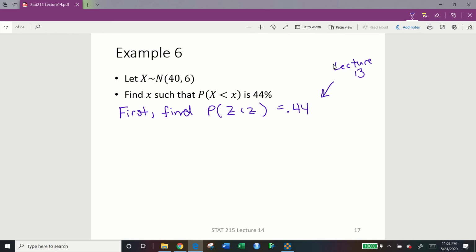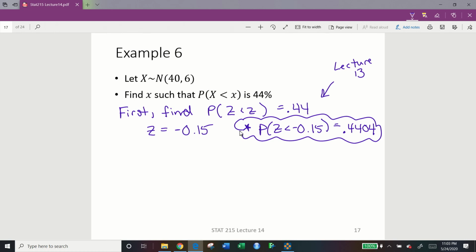And so using our z table, we would have found z to be negative 0.15, which is honestly an approximation, because the probability of z less than negative 0.15 is actually 0.4404, but that's as close as we were able to get.